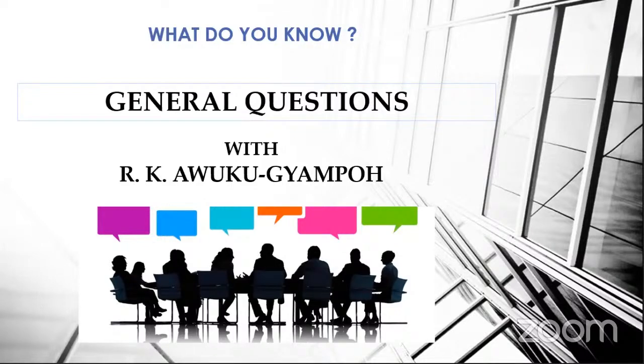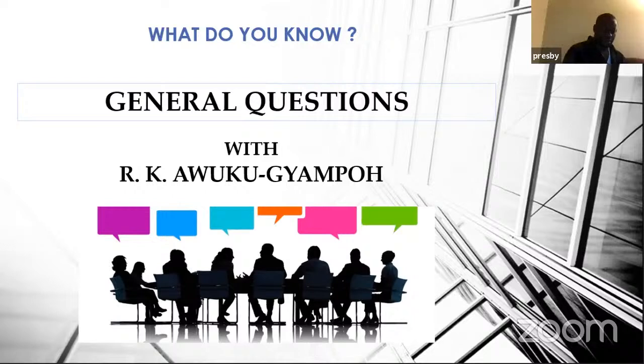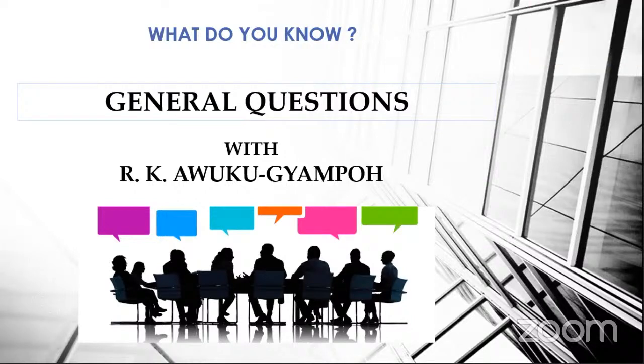The next question, what is the mission statement of the Presbyterian Church of Ghana? To be a Christ-centered, self-sustaining, and growing church. So the mission statement of the church: Christ-centered, self-sustaining, and growing church.